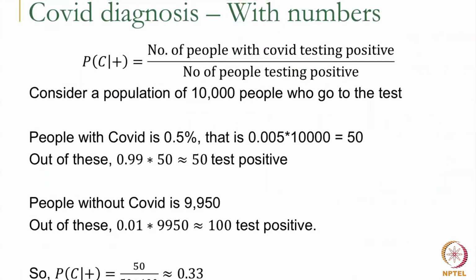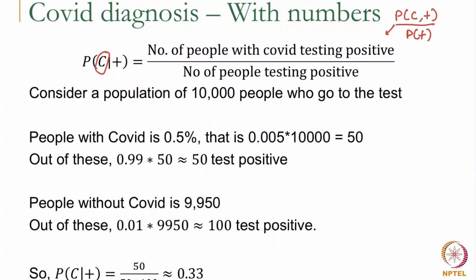So just to reduce the confusion in this example, let's say you want to find out the probability that I have COVID, given that I tested positive. How should you calculate it? What you should calculate is the number of people with COVID testing positive divided by the number of people actually testing positive. Another way of saying it is, the number of people with COVID and testing positive divided by the number of people testing positive, period.